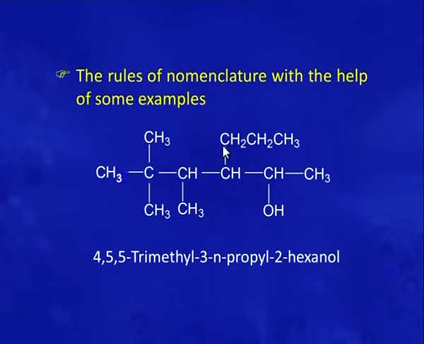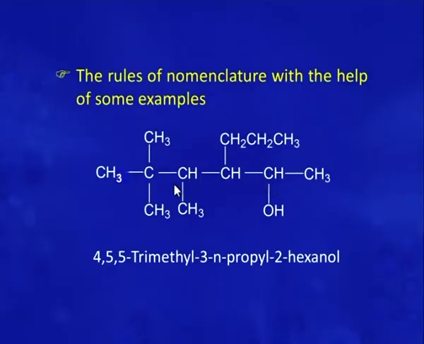What we have to do is take the hydroxy group and then the maximum possible number of carbons in the carbon chain, and that is why the numbering of the molecule is done from this carbon. Position 3 gets a normal propyl group, and positions 4 and 5 get 3 methyl groups. That is why the name 4,5,5-trimethyl 3-normal propyl 2-hexanol is the name given to this molecule.